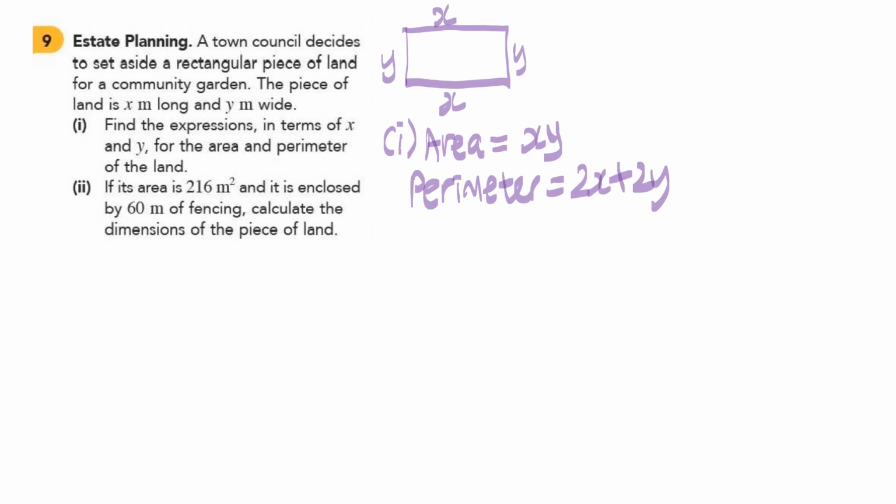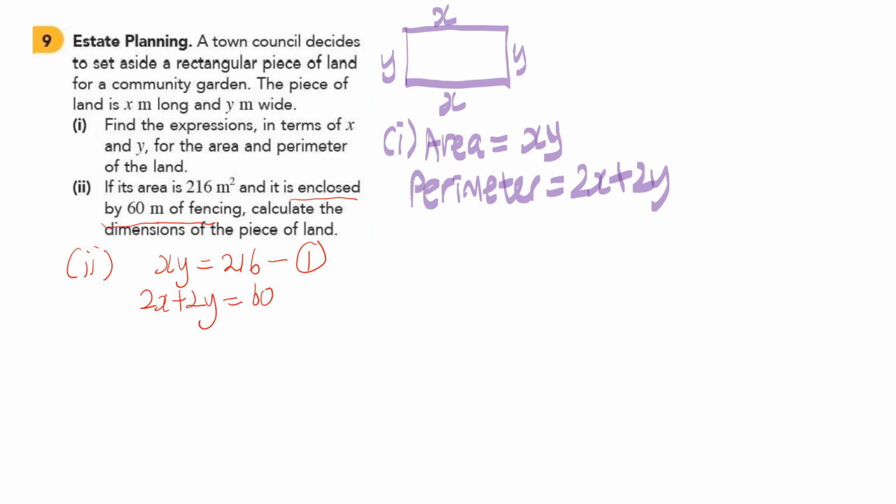Right, let's go on to part 2. For part 2, you're given that the area is 216 meters squared. So we just equate xy equals 216. Let's call it equation 1, because there will be 2 equations, and we're going to solve them simultaneously. The second one, you're told that it's enclosed by 60 meters of fencing. That refers to the perimeter. So 2x plus 2y equals 60. Let's call it equation 2.